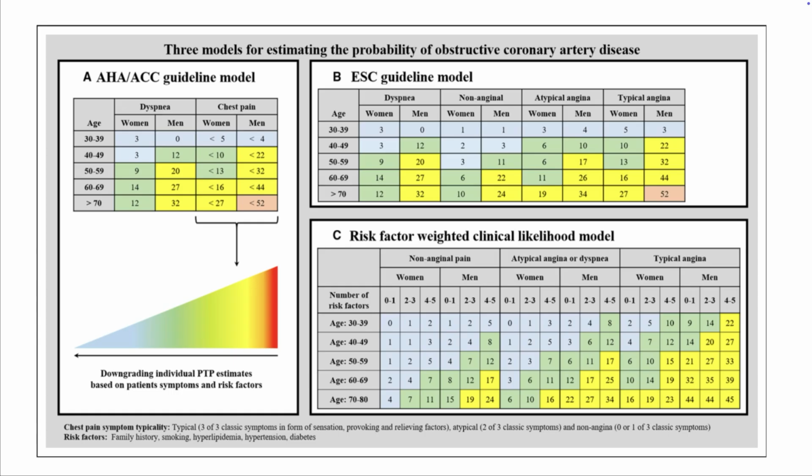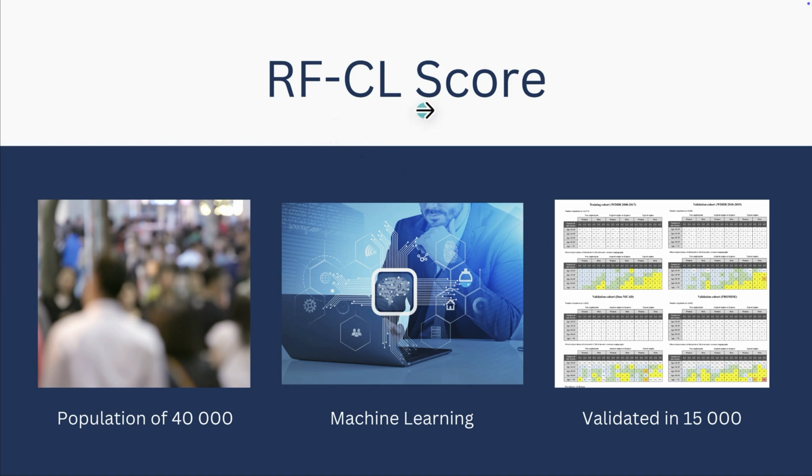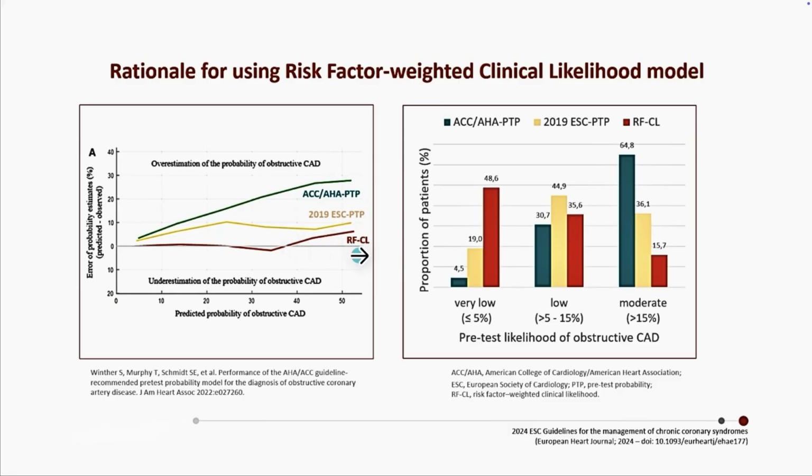Why is it outdated? Because number one, we have better models that align with the evolving epidemiology of coronary artery disease. And the most mature form is the risk factor weighted clinical likelihood model. This risk factor clinical likelihood model was adapted from a population of 40,000 patients, most of them of Northern European origin, and then it was validated in another 15,000 patients against the gold standard of angiography and physiologic assessment. And why is the risk factor clinical likelihood score considered the best among them?